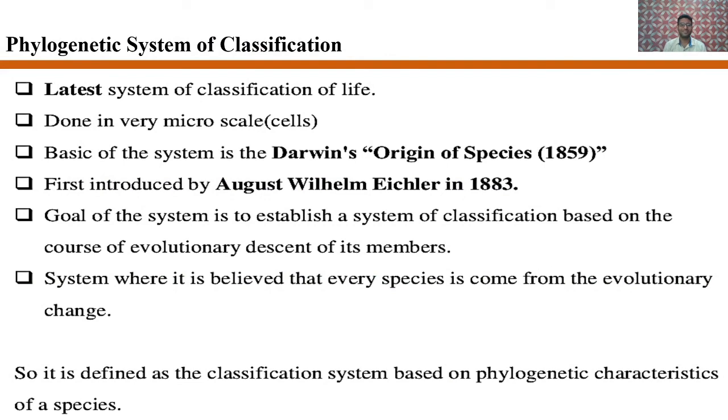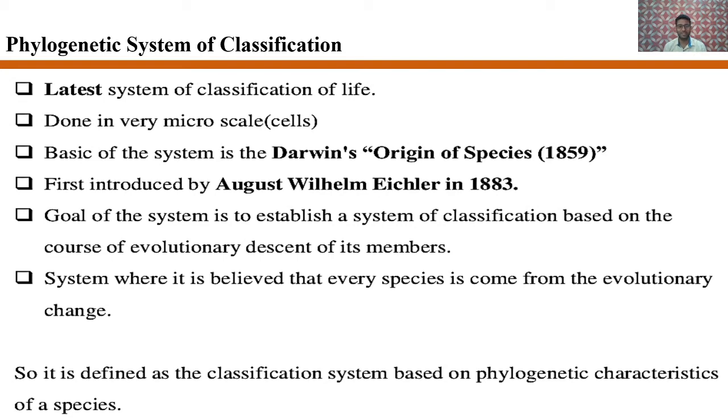Now coming to the last system of classification, that is phylogenetic. Among the three systems of classification, it is the latest system of classification. It is done on a very micro scale level, for example cells. It's based on Darwin's Origin of Species. This system of classification was first introduced by August Wilhelm Eichler in 1883.